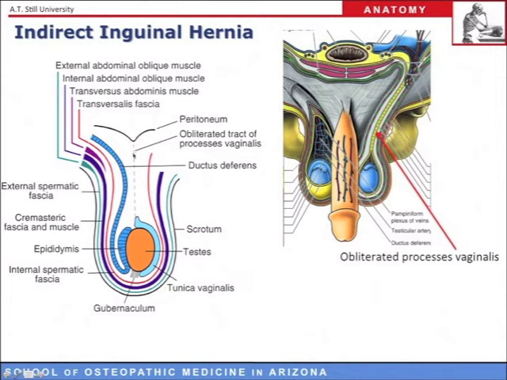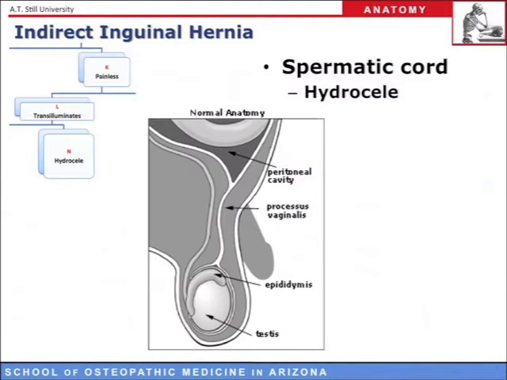And at that time, there's only a small isolated remnant of the peritoneal cavity, and that's the cavity of the tunica vaginalis. If, however, the processus vaginalis does not close, or for some reason gets reopened, then there is the potential for abdominal contents to herniate through the patent processus vaginalis. So those abdominal contents could be a loop of bowel, they could be a piece of omentum, or even the urinary bladder.